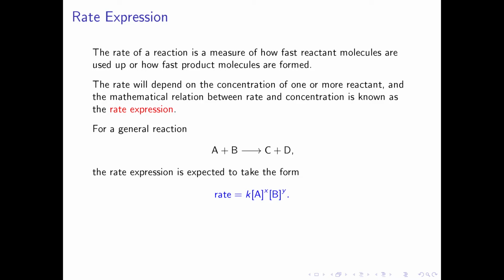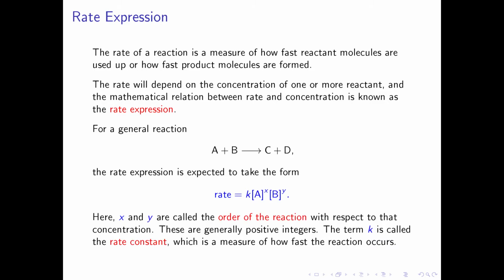For a general reaction, A plus B forming C plus D, the rate expression is expected to take the form rate is equal to k times the concentration of A to the x power times the concentration of B to the y power. Here, x and y are called the order of the reaction with respect to that concentration. These are generally positive integers, but please be aware that they do not necessarily have to be. The term k is called the rate constant and is a measure of how fast the reaction occurs.